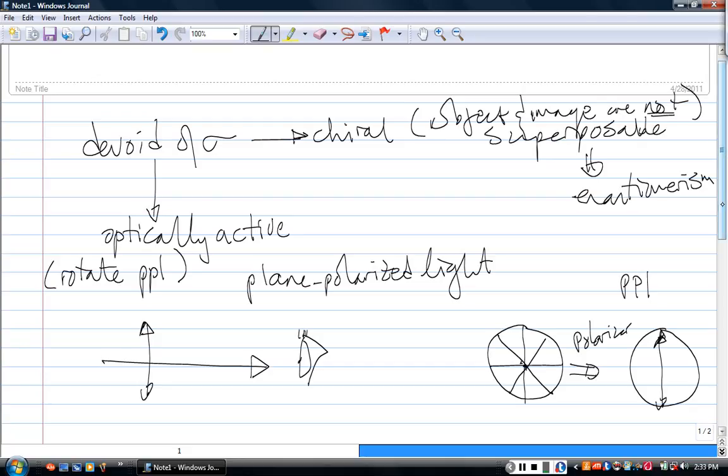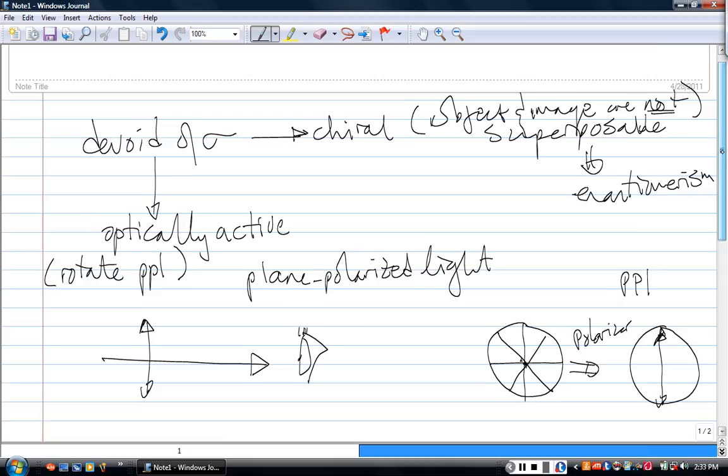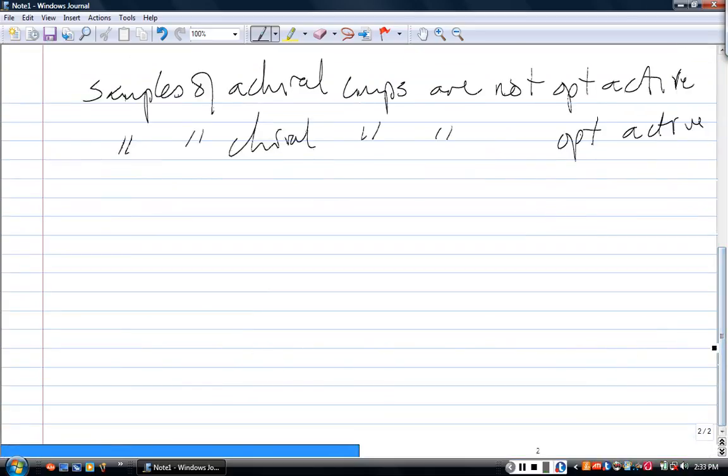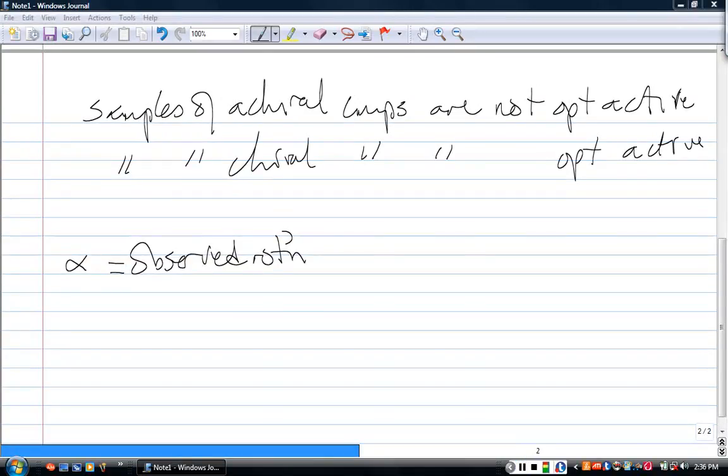Okay, now what is the correlation? So how do we define this rotation? And the answer is we define the rotation as alpha. So alpha is referred to as the observed rotation. And so for example, the way we measure this is with a device called a polarimeter.